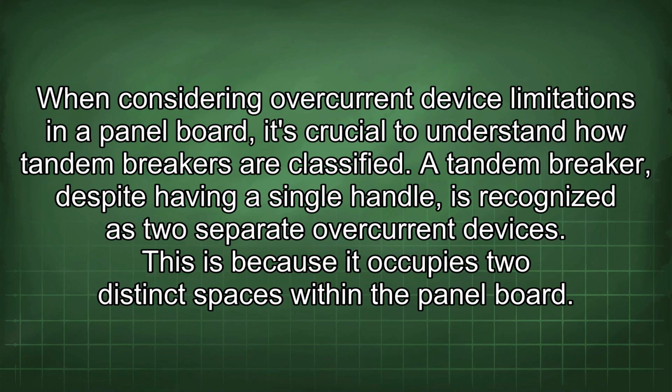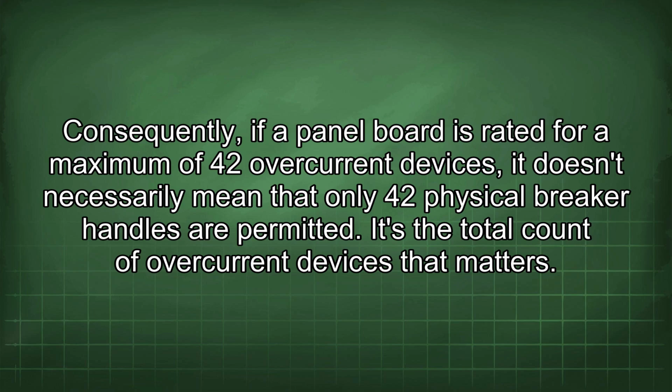When considering overcurrent device limitations in a panel board, it's crucial to understand how tandem breakers are classified. A tandem breaker, despite having a single handle, is recognized as two separate overcurrent devices. This is because it occupies two distinct spaces within the panel board. Consequently, if a panel board is rated for a maximum of 42 overcurrent devices, it doesn't necessarily mean that only 42 physical breaker handles are permitted. It's the total count of overcurrent devices that matters.